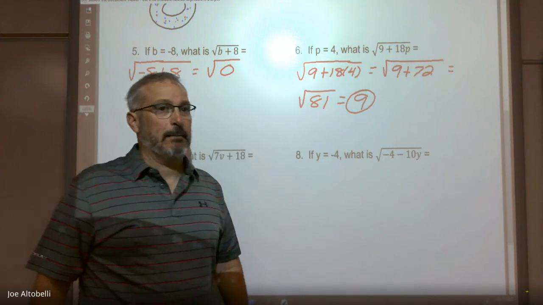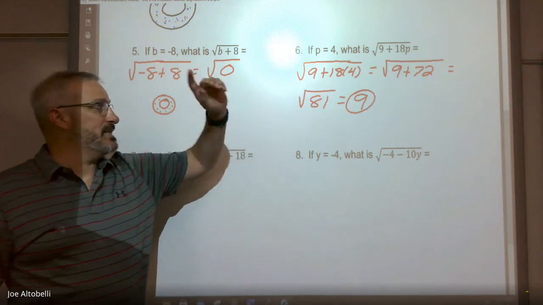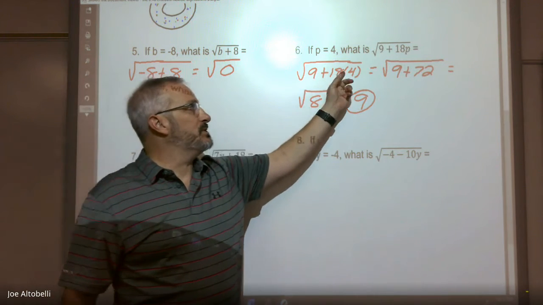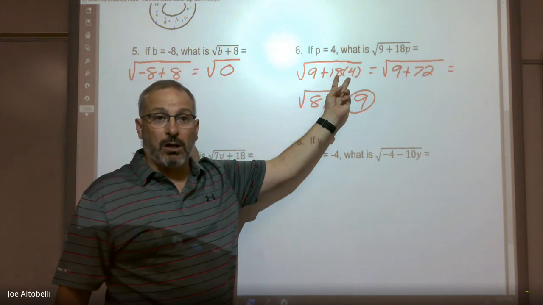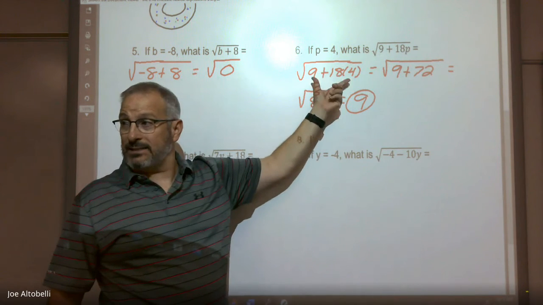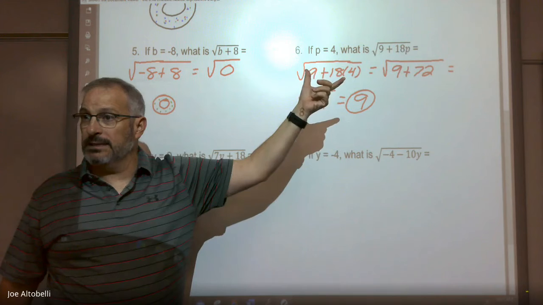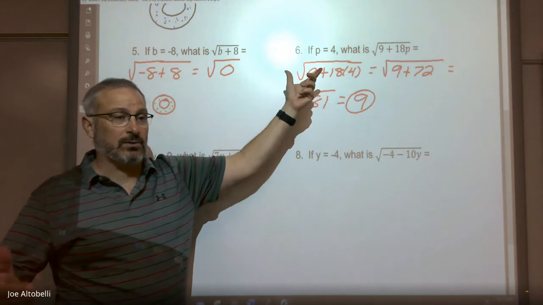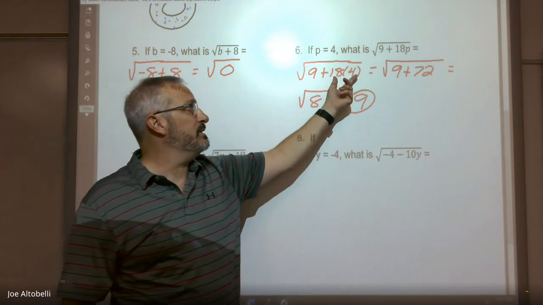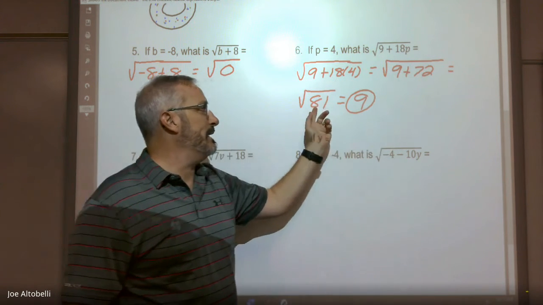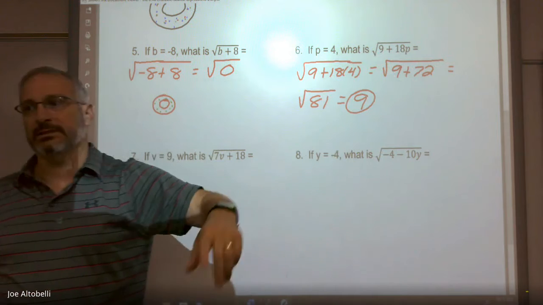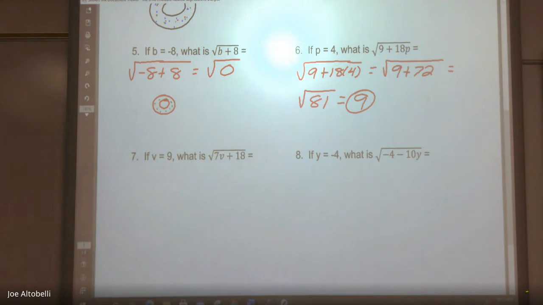Hopefully you got 9. 9 times 9 is 81. So we substitute 4 in 4p. I have to multiply before I add. I still follow PEMDAS. Even though it's underneath the radical or the square root, I still follow PEMDAS. So 18 times 4 is 72. Add, I get 81. Answer is 9. Number 7.